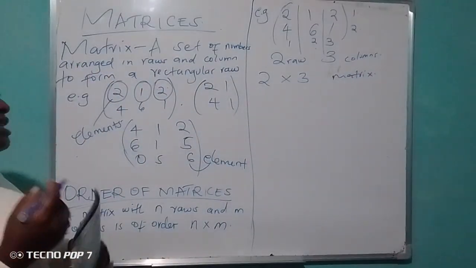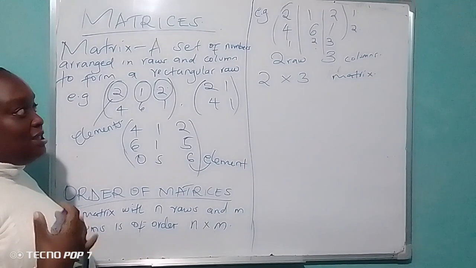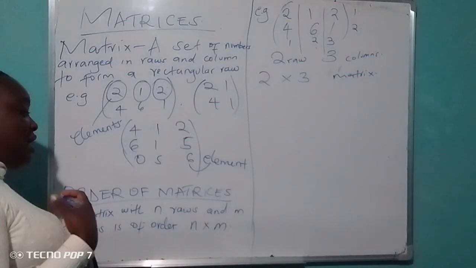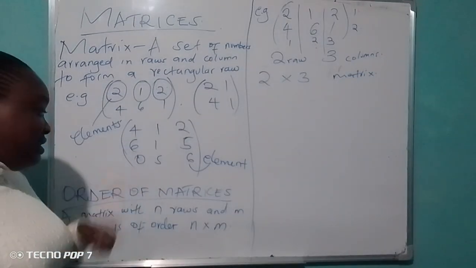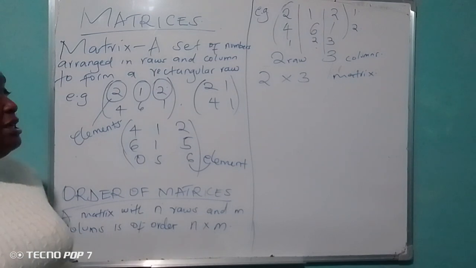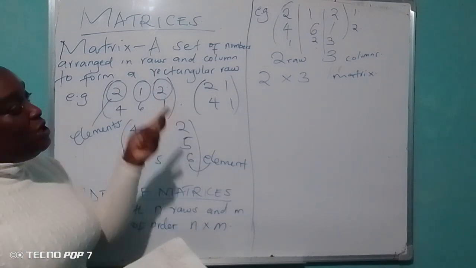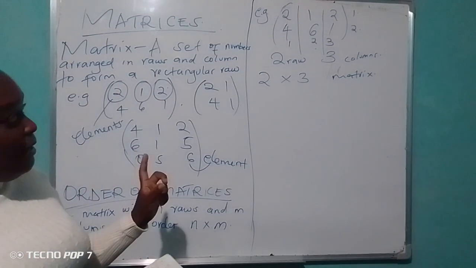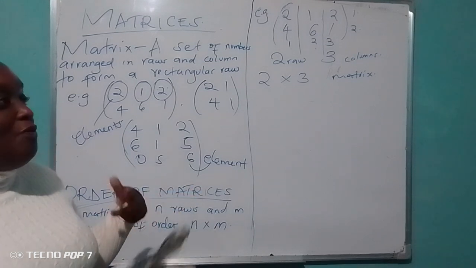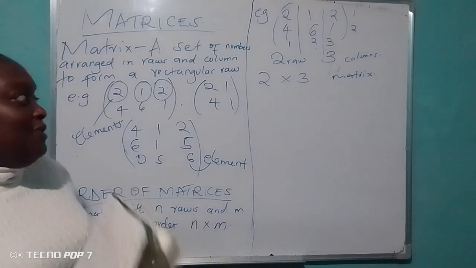So this is just like giving a matrix its name, and we name it according to the number of rows that it has and the number of columns that it has. So for example, that one is a 2 by 3 matrix. It's of order 2 by 3.